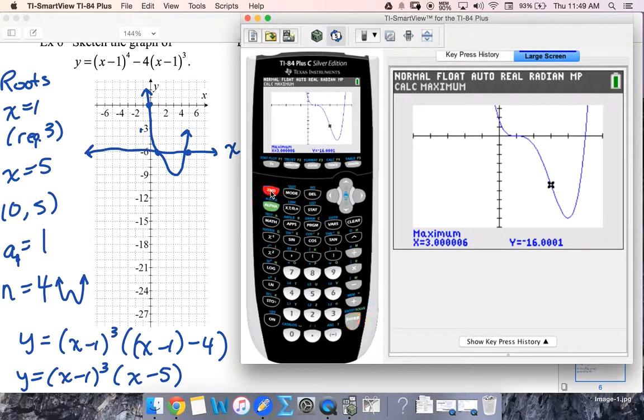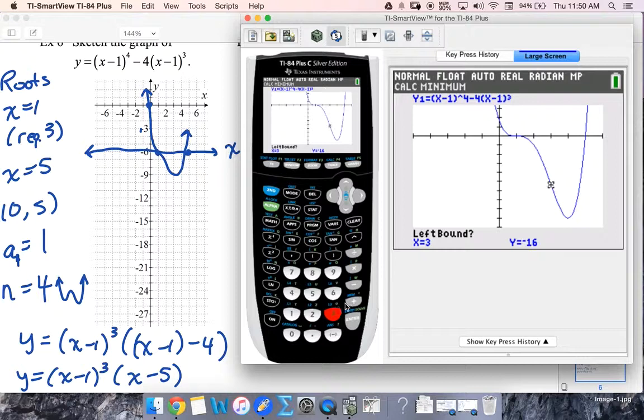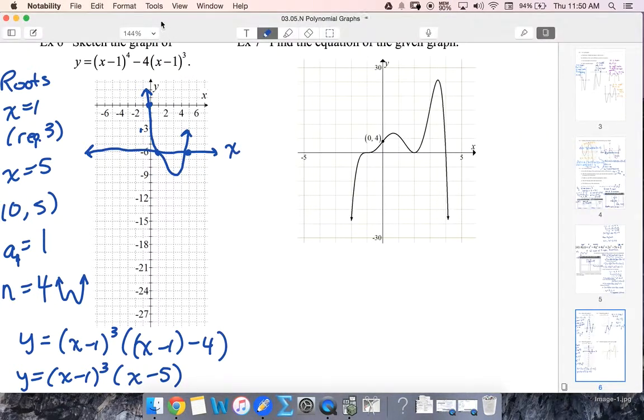Oh, whoops. I want to calculate the minimum, not the maximum. So minimum, left side 3, right side 5, guess is 4. All right, minimum is at 4, negative 27. So let's come in and make that. So we moved the whole thing. Well, let's just come up here. All right, so this should have been a bit higher.